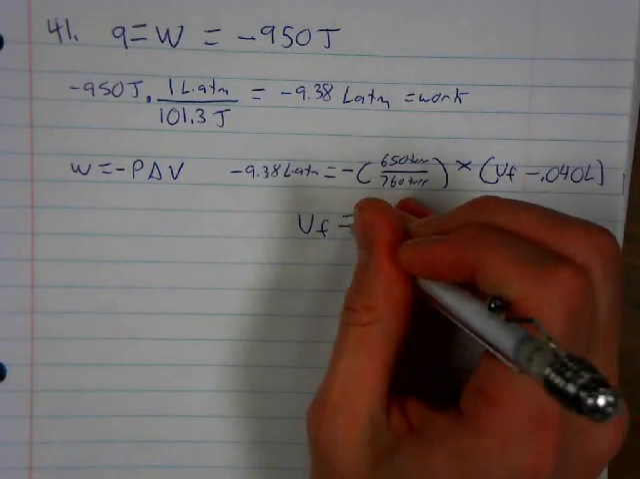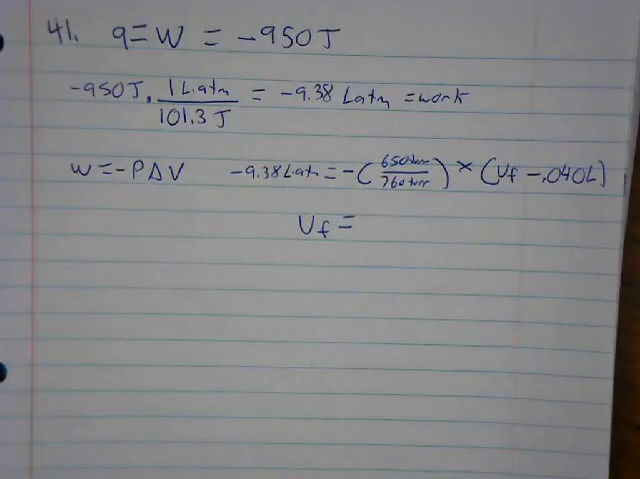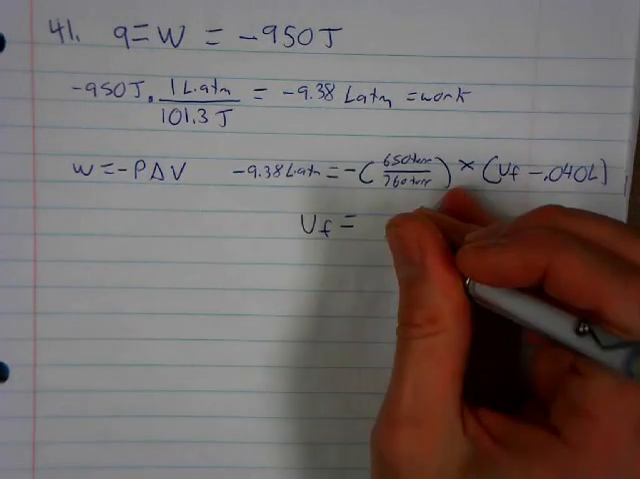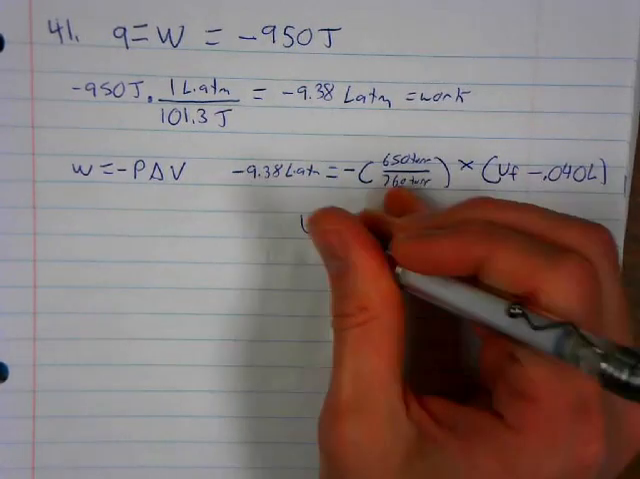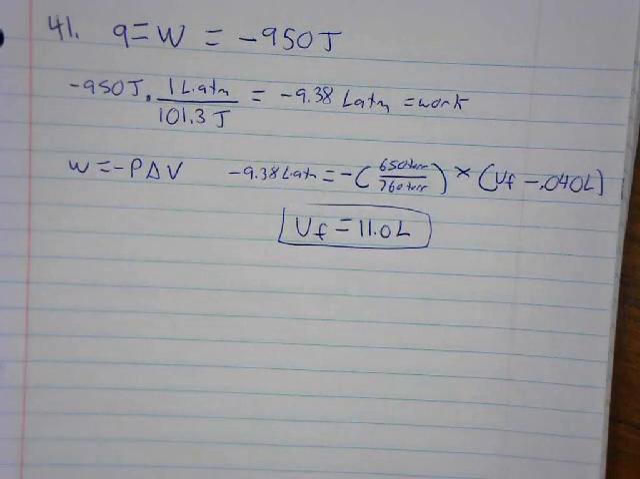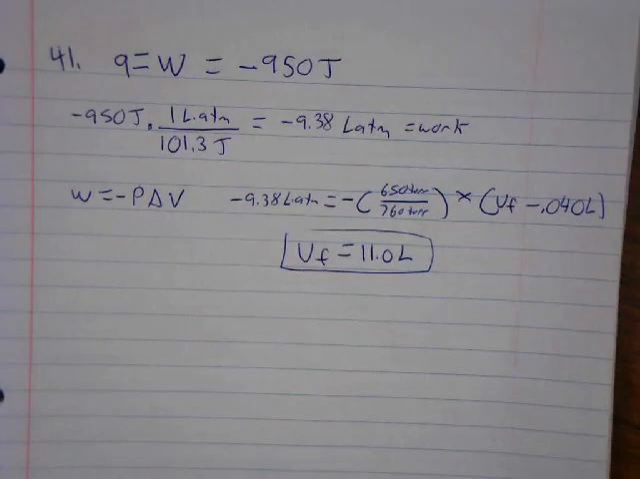Could you solve for delta V and then add that onto your original? Sure, that would work. So you ended up with 11.0 liters. 11.0 liters for number 41. Next one.